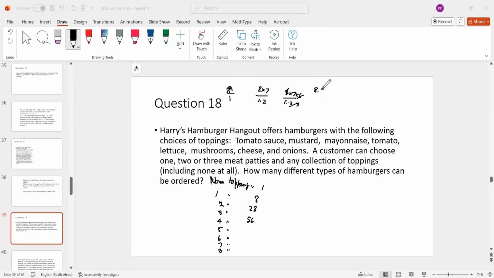Okay, 8 times 7 times 6 times 5, over 1 times 2 times 3 times 4. And 4 goes into this 2 times, 2 cancels with this, 3 goes into this 2 times. So you have 7 times 2 times 5. 2 times 5 is 10. So you get 70 here.